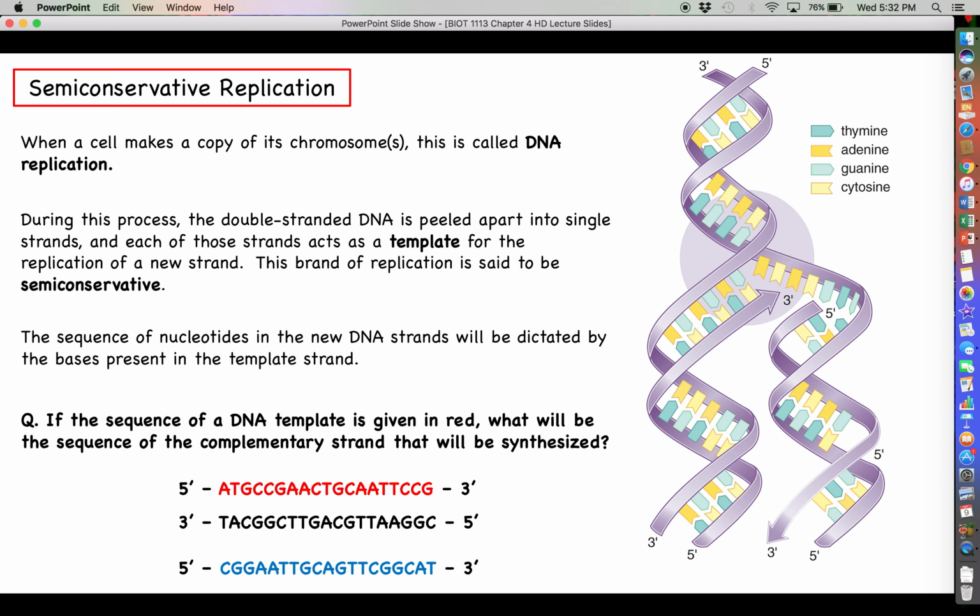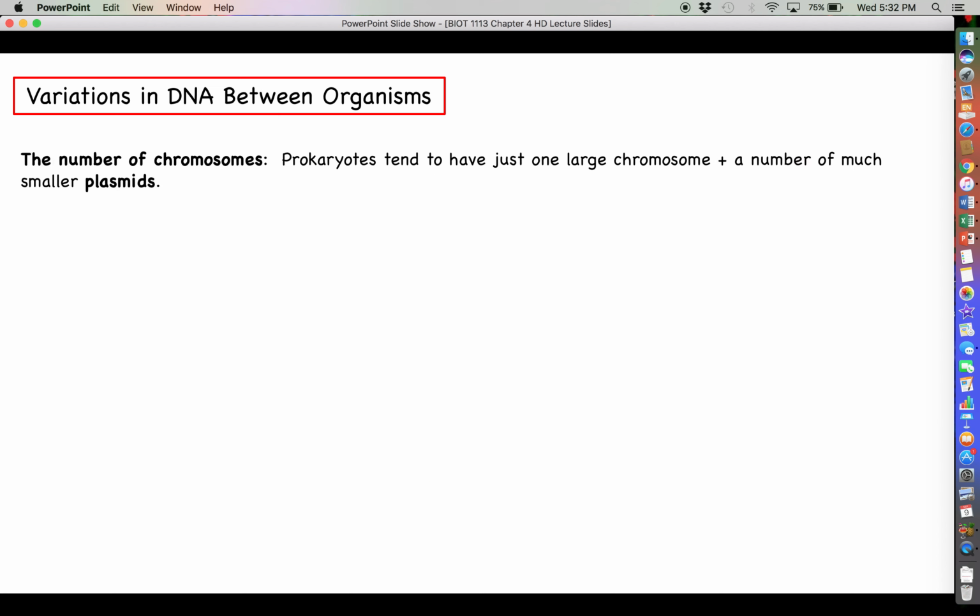If our template strand is in red, our complementary strand that we are going to synthesize from scratch is going to be that one right there, using the red strand as our template.